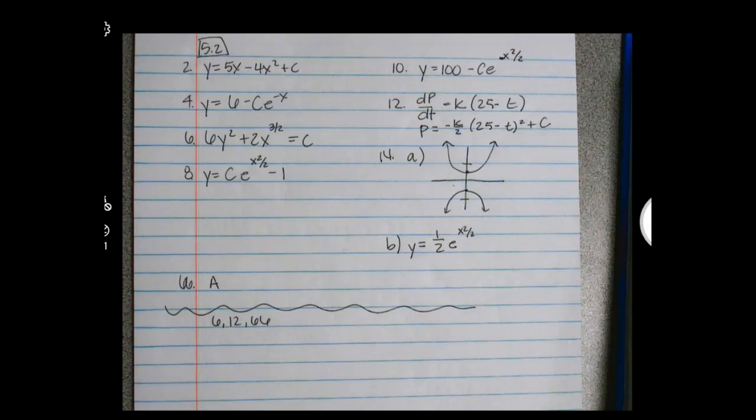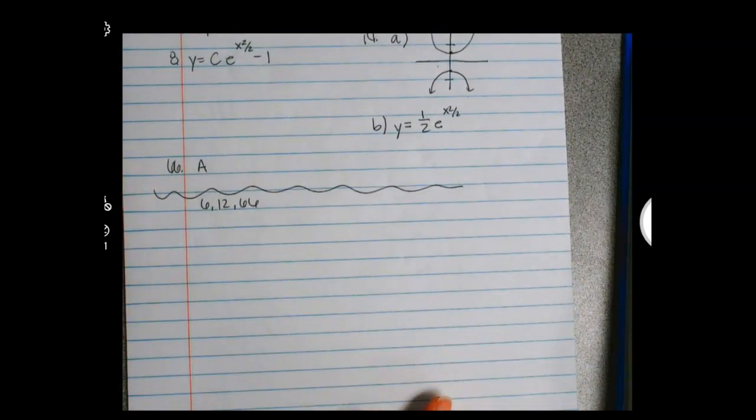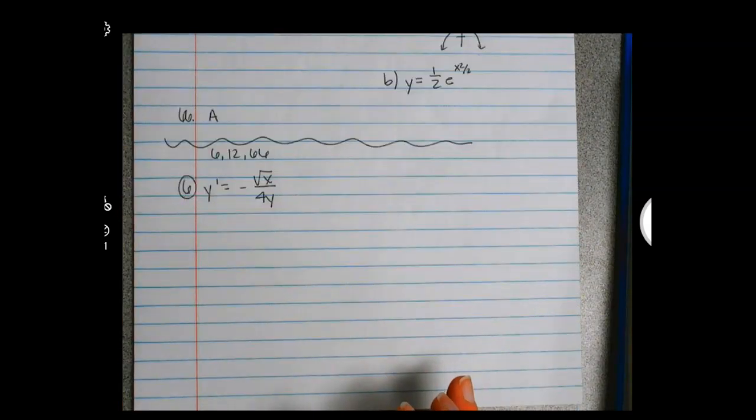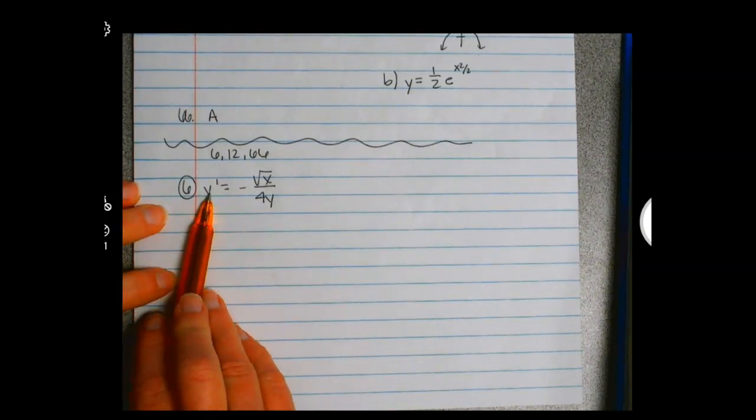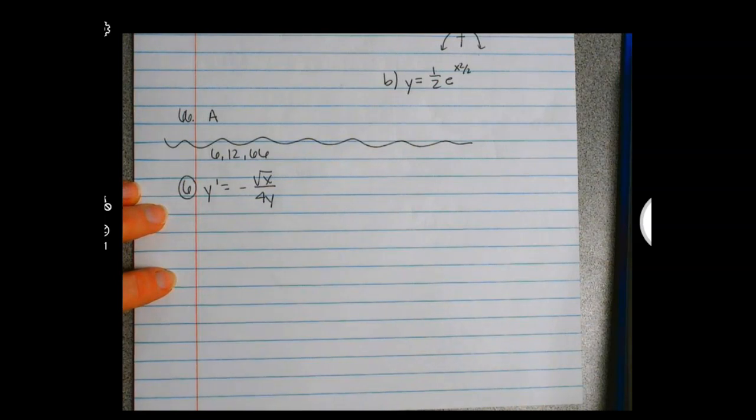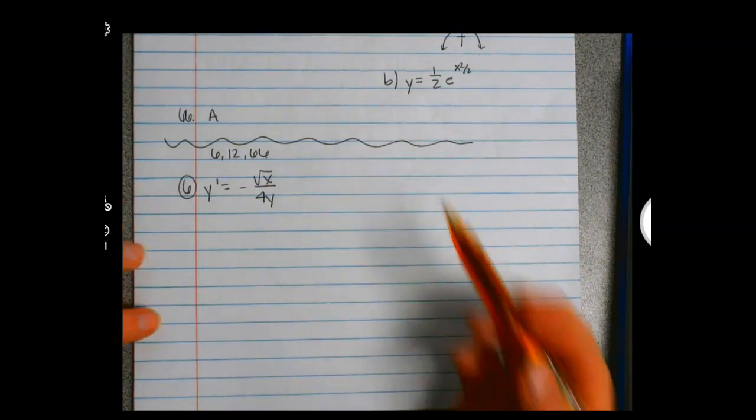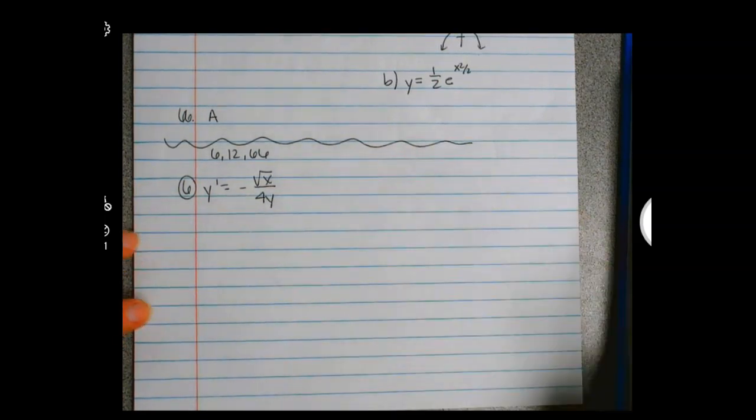Okay, so 5.2, we're going to look at 6, 12, and 66. This is a differential equation. It has a derivative in it. We're supposed to find the original y equation. And because it has an x and y in it, it's probably going to have x and y implicit in our original function.